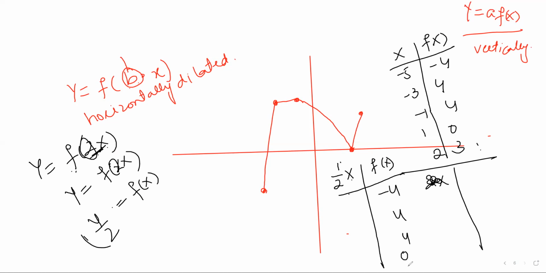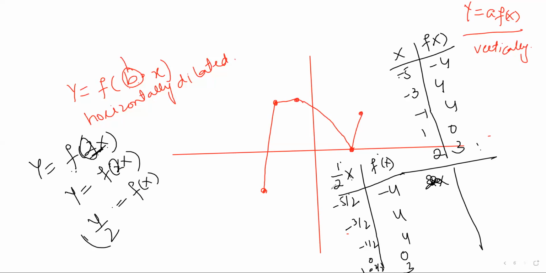See, this y remains the same, and this x column is going to change. Minus 5 divided by 2, minus 3 divided by 2, minus 1 by 2, 0, and 2 by 2, which is equal to 1. So in this case, f of x remains the same, but the x column is changed and it is divided by 2.